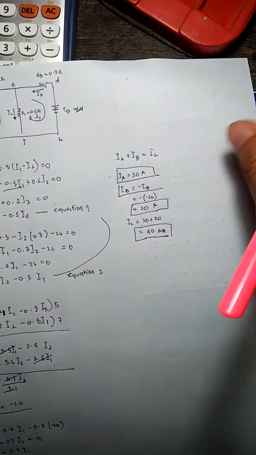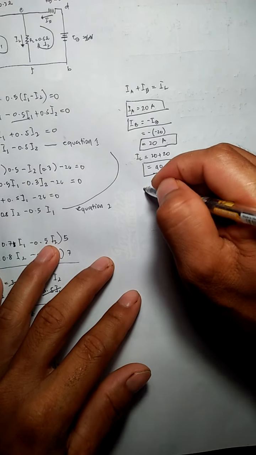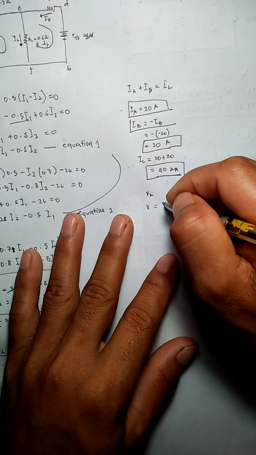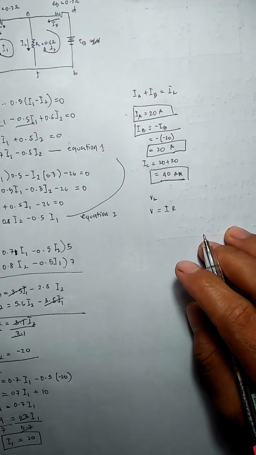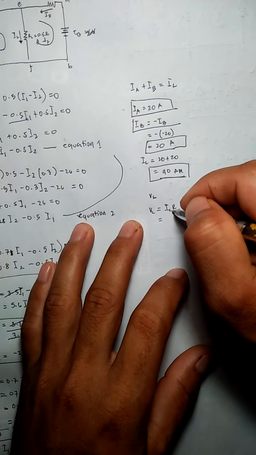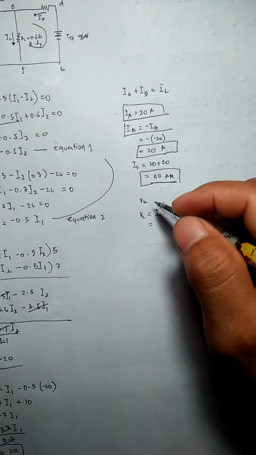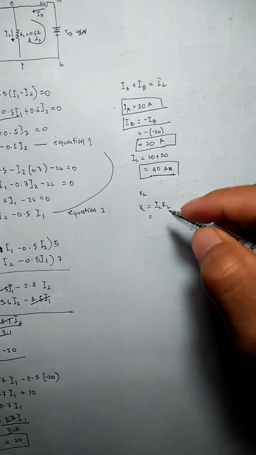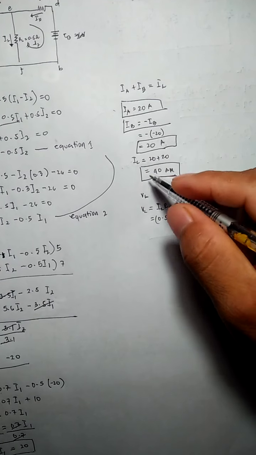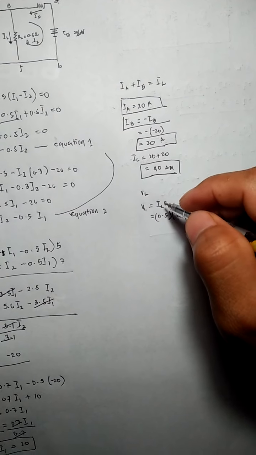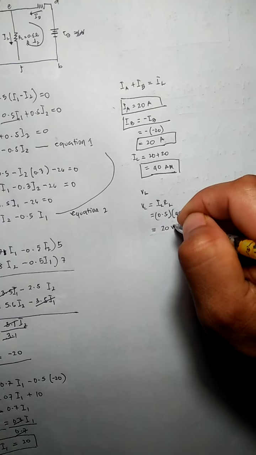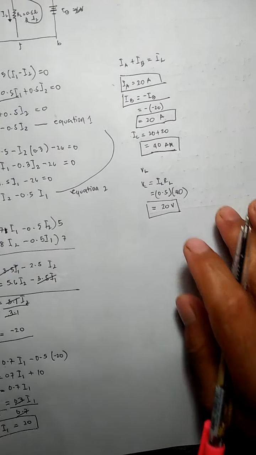Next thing we should solve is VL. We know that voltage is equal to I times R, which is the current times resistance. So VL is IL times RL. RL is 0.5 basing on the diagram, and IL is 40. So 0.5 times 40 becomes 20 volts. So we have our VL, which is 20 volts.